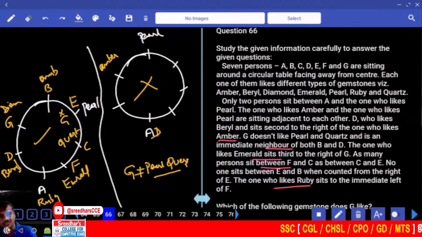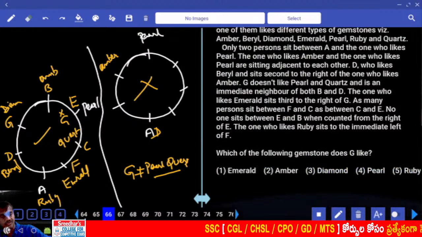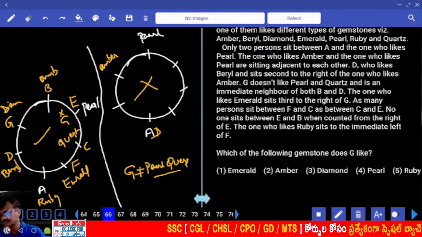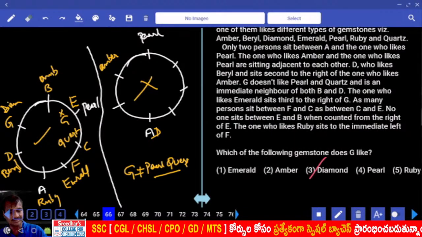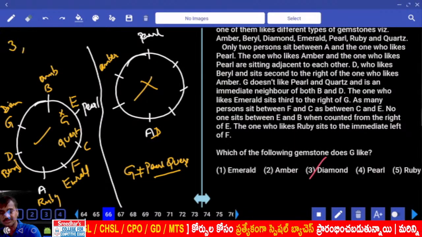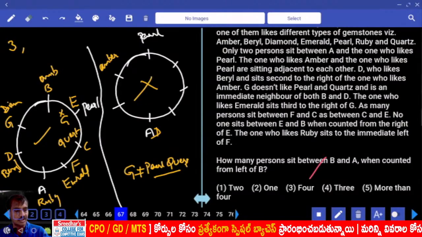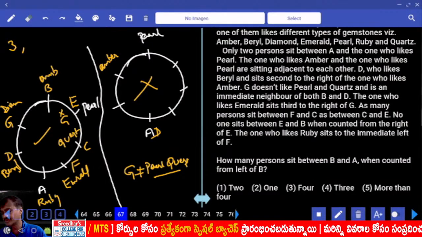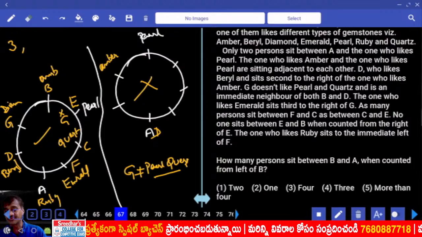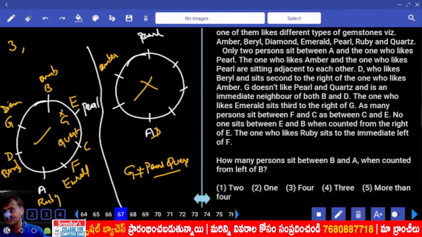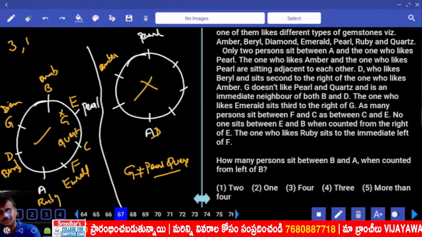Then check out the questions. C likes quartz. Then which of the following gemstones does G like? G likes diamond, choice 3, question number 66. Then 67. How many persons sit between B and A when counted from the left of B? E, C and F, there are 3 persons. 3, that is choice 4.